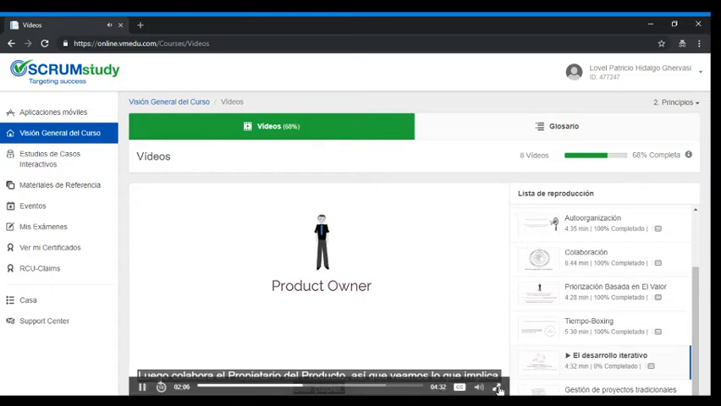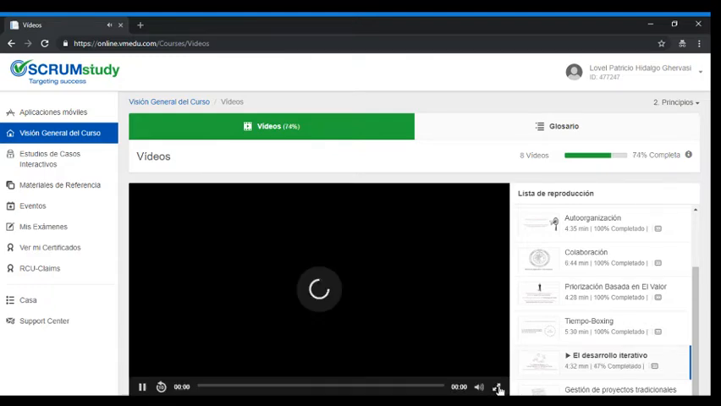Next, the product owner pitches in. So let's look at what that role entails.